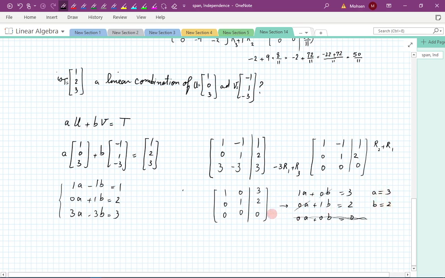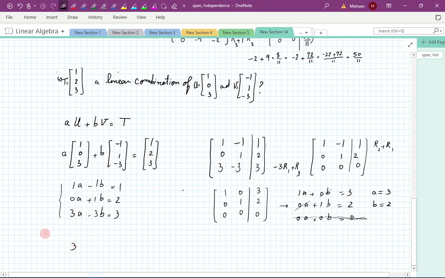So the nice thing about the Jordan style is that by the time you come to this reduced row echelon form, you have everything you want to know about the solution anyway. So in this case, a is 3 and b is 2 means what? It means that if I take 3 times this vector and twice that vector, I'll get my target vector.